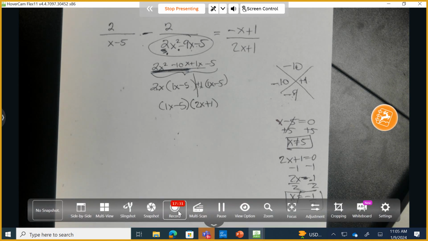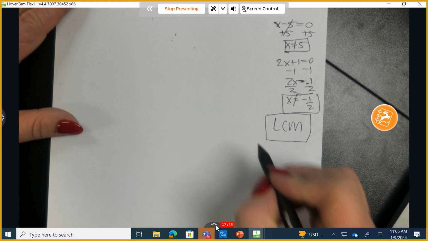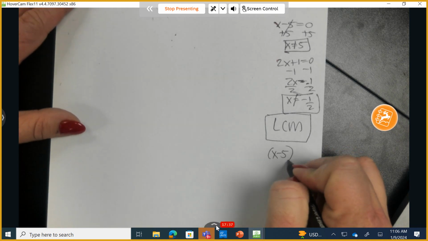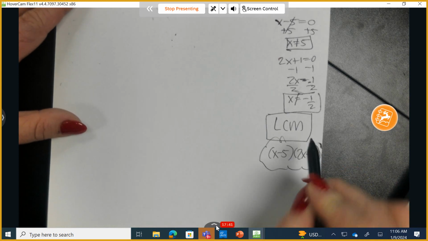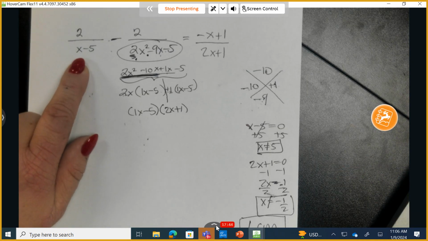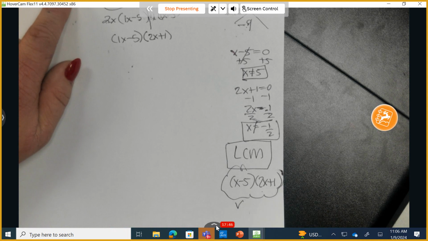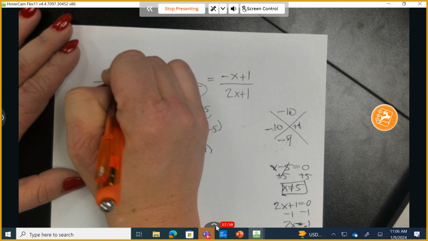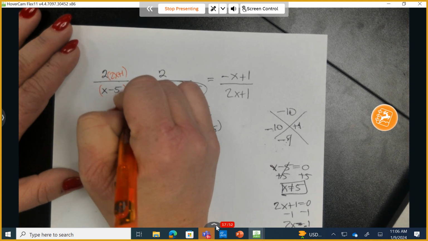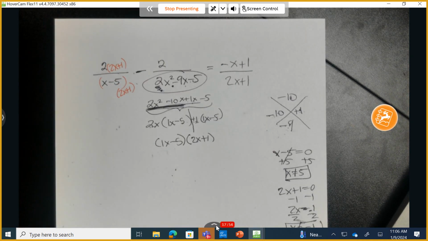Within your groups, decide right now, what should the... All right, we want it to be the groups X minus 5 and 2X plus 1. This is what we want both to be. So I'm looking at only the denominator. It has an X minus 5, but it's missing a 2X plus 1. So I'm going to come over here, and I'm going to attach a 2X plus 1, both to the top and to the bottom.